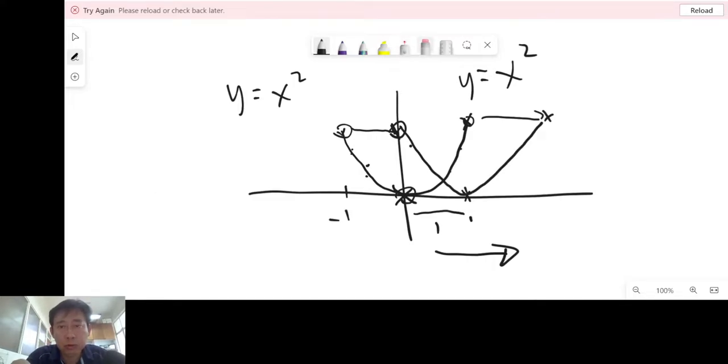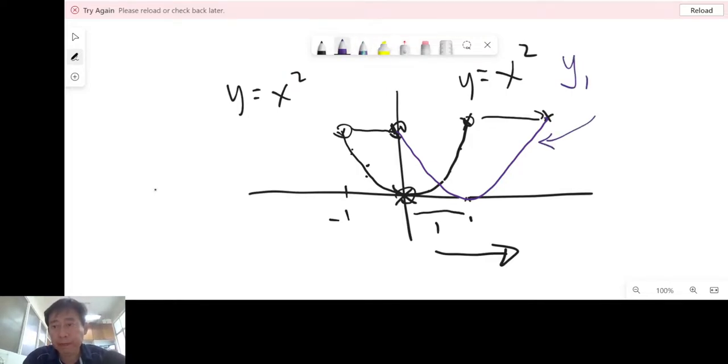So maybe I should draw this with a different color so that you can see the shift more apparently. So this would be the new graph that is obtained by shifting the original graph by 1 unit to the right. And the new graph that is obtained here, I'll call it, say, y1. This y1 is a new function which could be constructed from the original function.